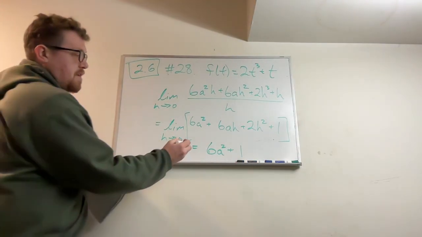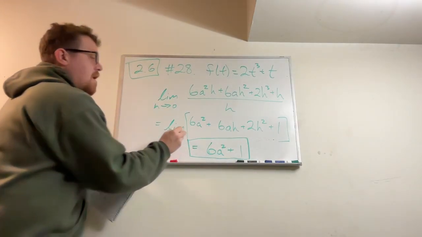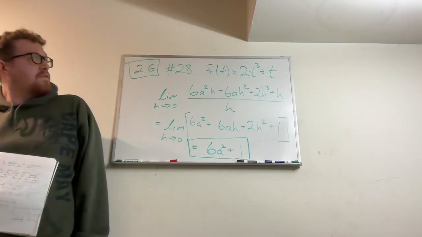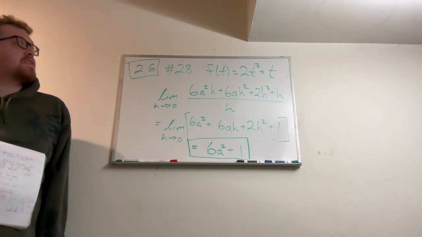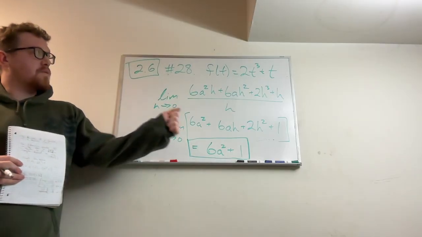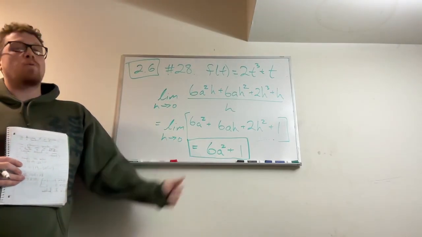And that's our final answer. So this is the derivative at an arbitrary point, a, of this original function at the top, f of t equals 2t cubed plus t. When we take the derivative at a particular point a, we always get 6a squared plus 1.